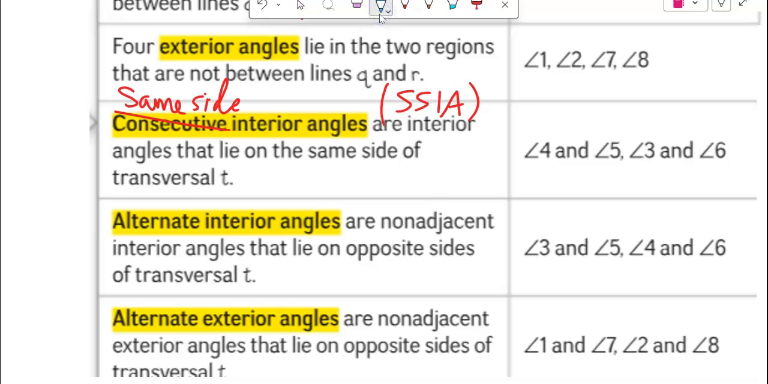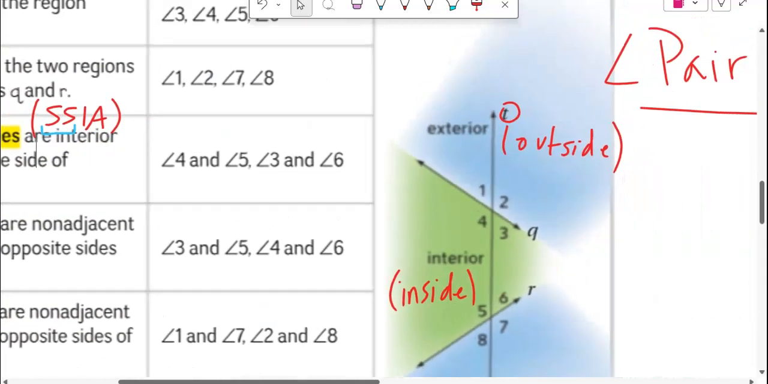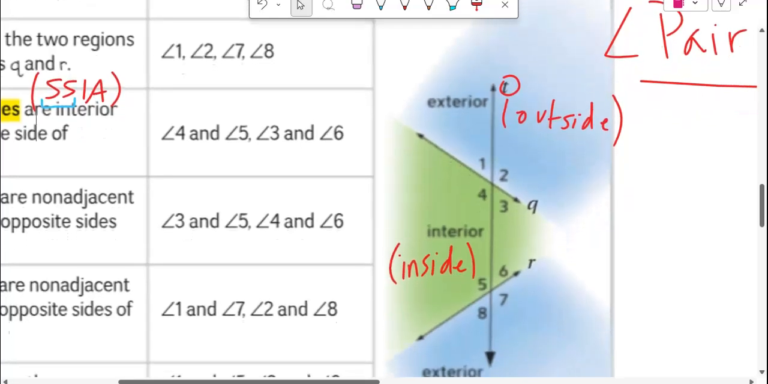And we're going to break this down into 2 parts. Part 1, same side. That's talking about the transversal line. So we want to stay on the same side of the transversal. And then part 2 is the word interior. We're going to be on the interior of lines Q and R, which is the green part.